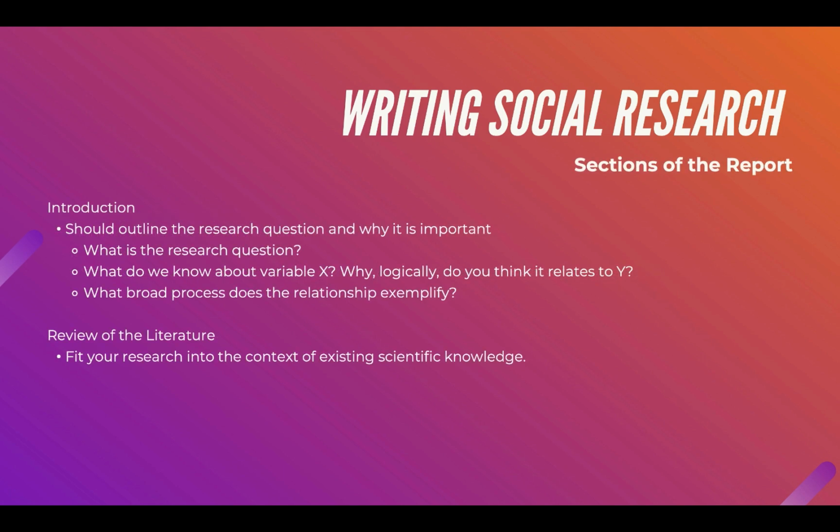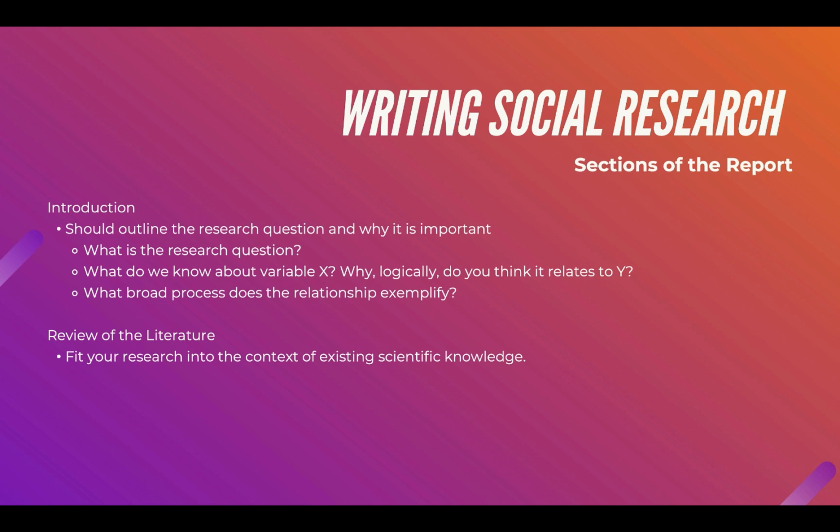When you're writing up the social research, you have various sections of the final report. The final report could be a journal article, or it could be a research report, like an executive summary or something like that. But they generally have a similar breakdown. So we have the introduction. You should outline the research question, why it's important, what we know about variable X, why it logically relates to variable Y, and what this relationship between X and Y exemplifies. What does it show us? What does it mean? Then you review the literature, your research question in the context of existing scientific knowledge.